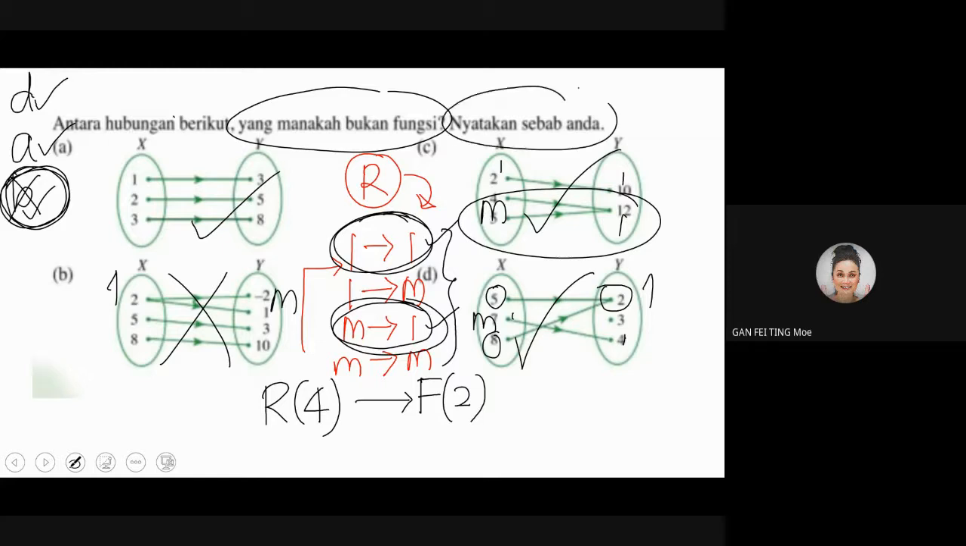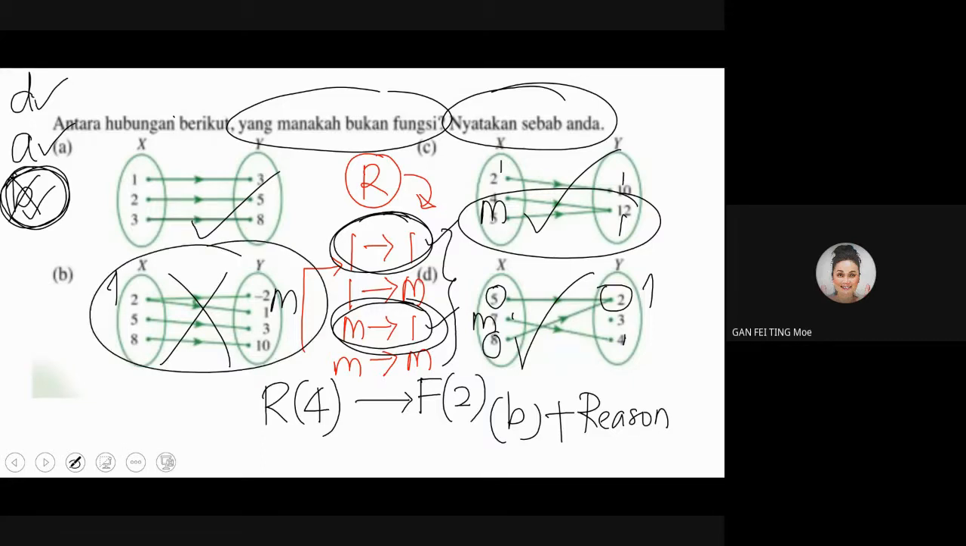Okay, then one part says, nyatakan sebab anda. You have to give a reason. For this kind of question, I'll give 1 mark, 1 mark with the answer that you mentioned, B, with the reason. Then only I'll give you 1 mark. So what is your reason? Can you tell me the reason that you say B is not a function? Anyone? One object has 2 images. Okay, means that it's one to many. Wing Sing, very good. Thank you for responding.